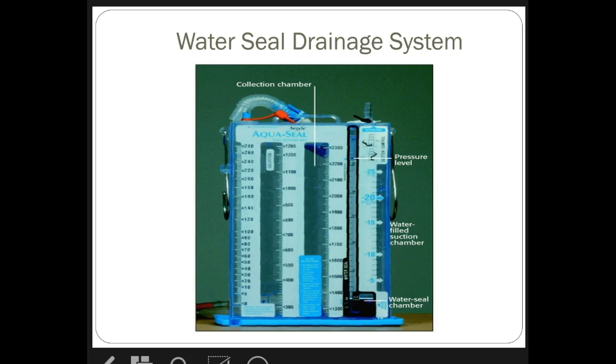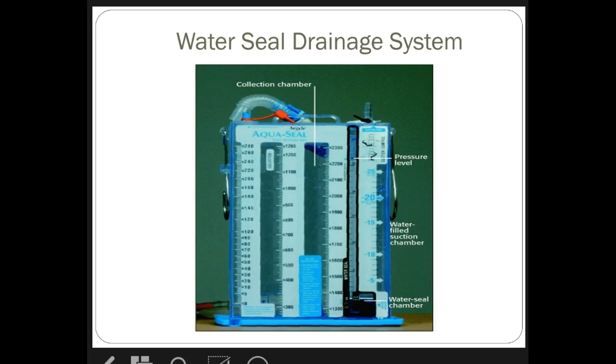This is an example of the water seal drainage system. You see the water seal chamber where you have the 2 centimeters of water. It should not be bubbling. It should rise and fall with inspiration and expiration. You have your collection chamber, and you see the markings where you can measure the amount of any fluid that comes out of the lungs.